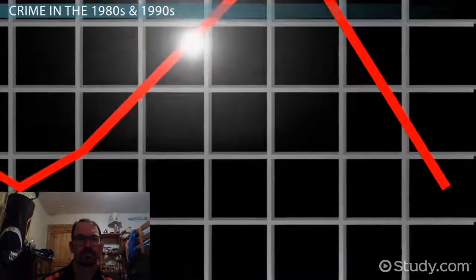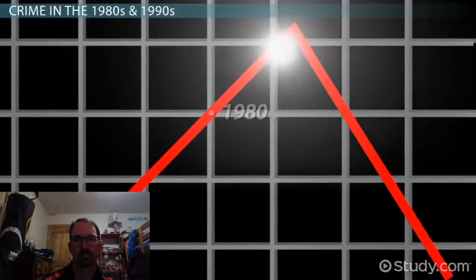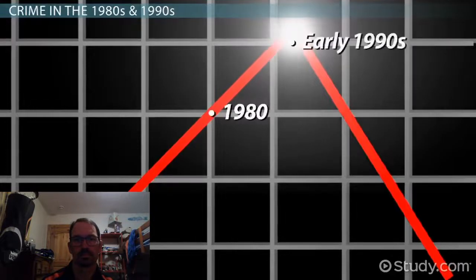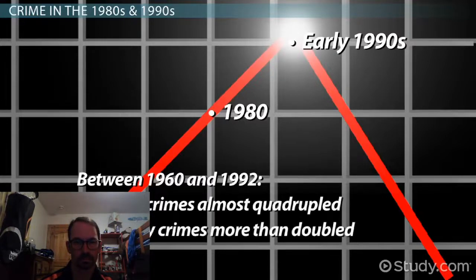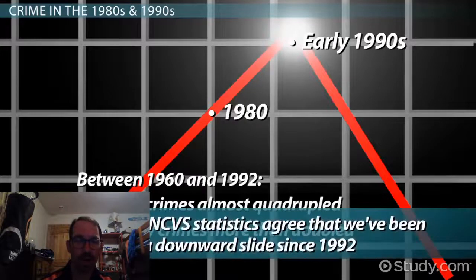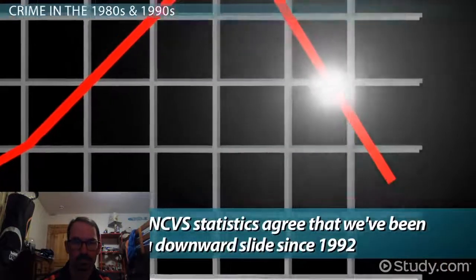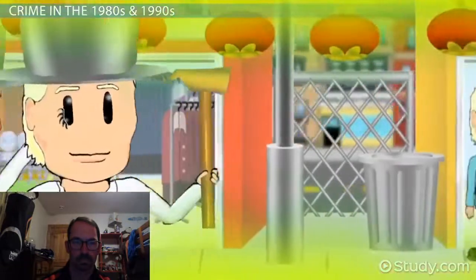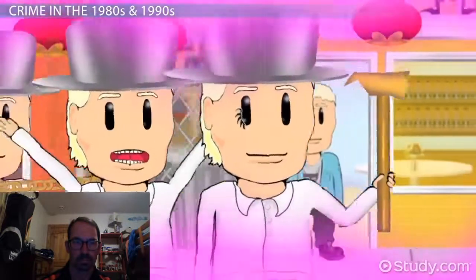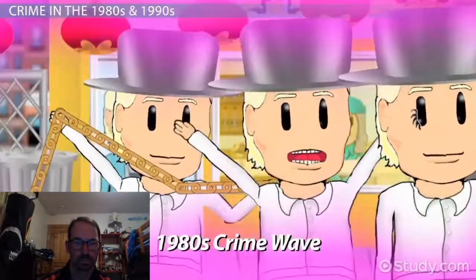The UCR continued to show a rise in crime throughout the 1980s, peaking in the early 1990s. Violent crimes almost quadrupled, and property crimes more than doubled between 1960 and 1992. So before it tells you, think about why that was the top. The UCR and NCVS statistics agree that we've been on a downward slide since 1992. The decade before, however, is infamously known as the 1980s crime wave.